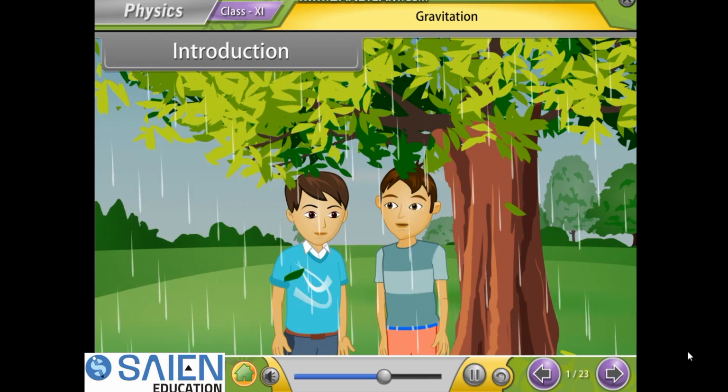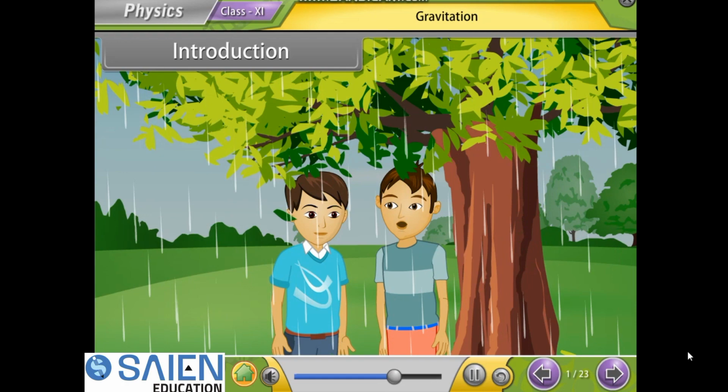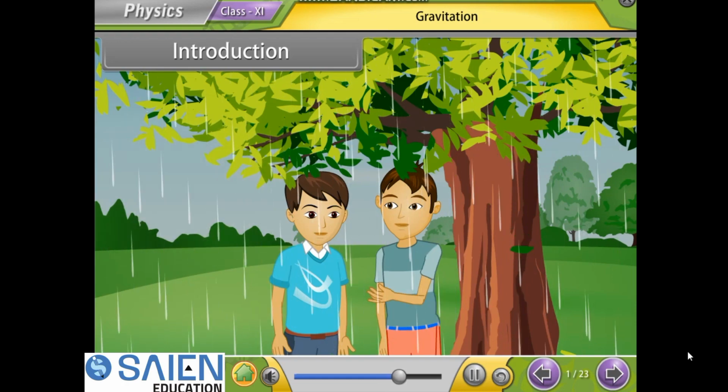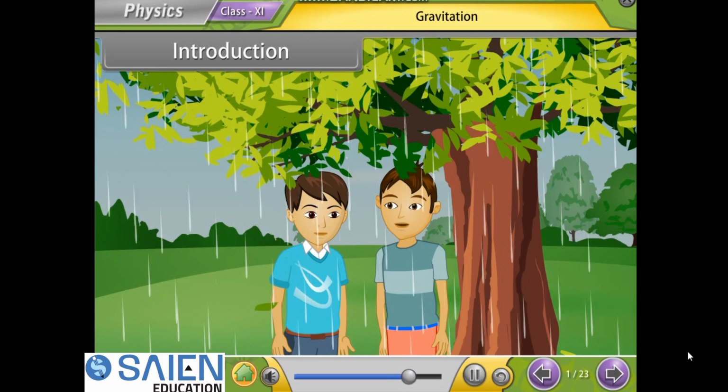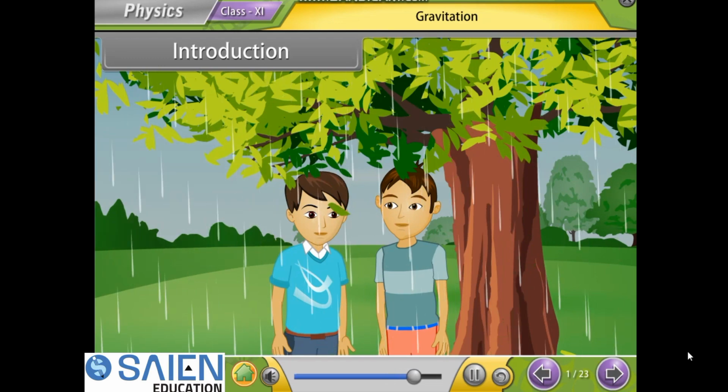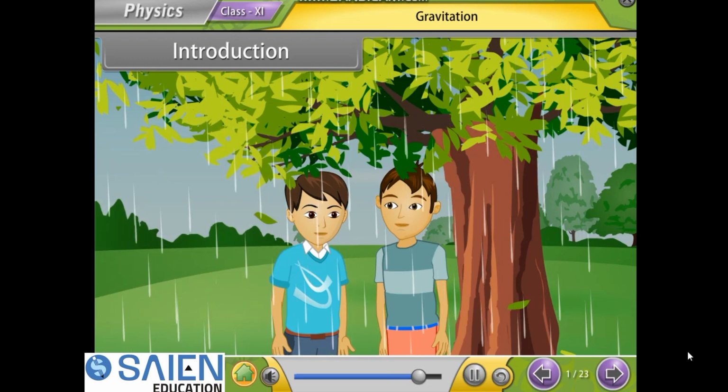Raindrops always fall downwards due to gravitational force of the earth. The leaves of the plants also fall down on the earth due to the gravitational force. Anything thrown up falls down towards the earth. Okay, now I got the answer.